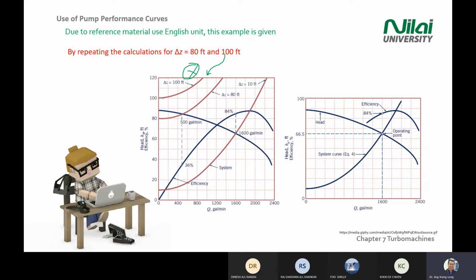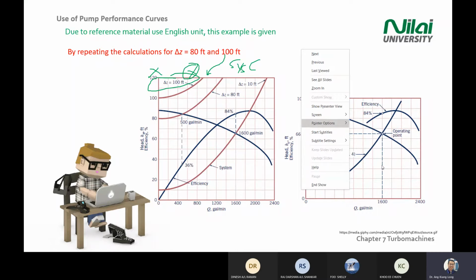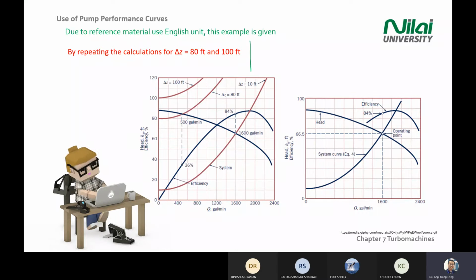So if you plot the graph, and the system curve doesn't cross over the head line, then it means this height is not possible. The pump will not work. Cool, you get it? Right. So again, I will recap the procedure.